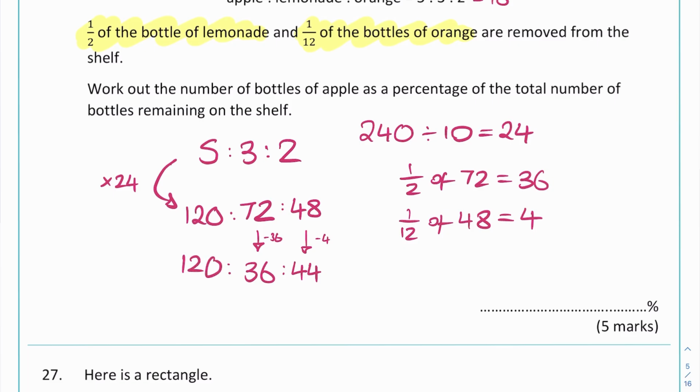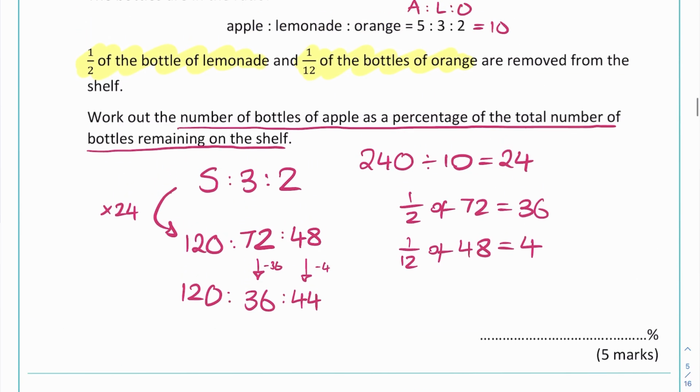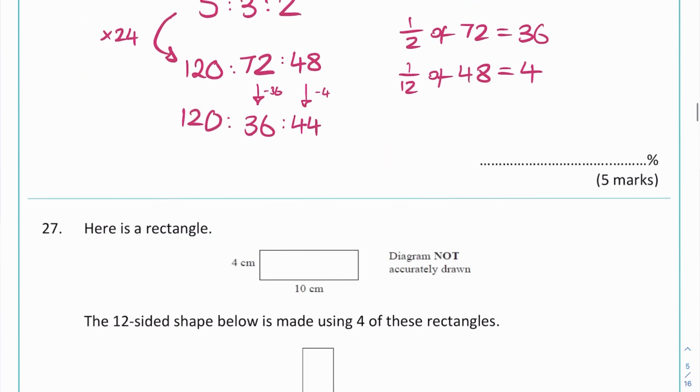So it says work out the number of bottles of apple as a percentage of the total number of bottles remaining on the shelf. Well, the apple is the 120. So we have 120, and I'll write this as a fraction first, out of whatever the total is. So if we add those up, 120, 36, and 44, they add up to 200. So that's 120 out of 200 as a fraction.